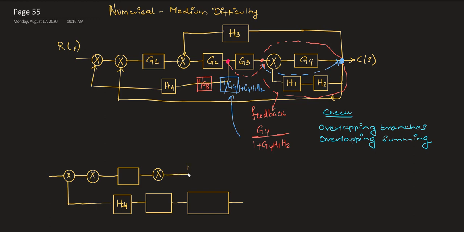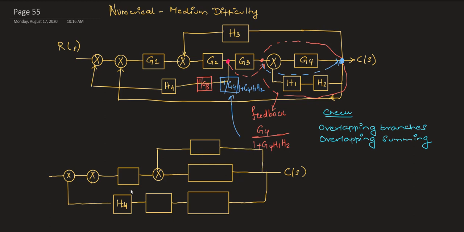Good. So now let's write the simplified form in this case, and these simplified forms are going to be represented in this manner. So your H4 is now cascaded with 1 by G3 and 1 divided by the feedback transfer function, and the rest of the things are the same. So now I have moved the overlapping branch points, and that has simplified.